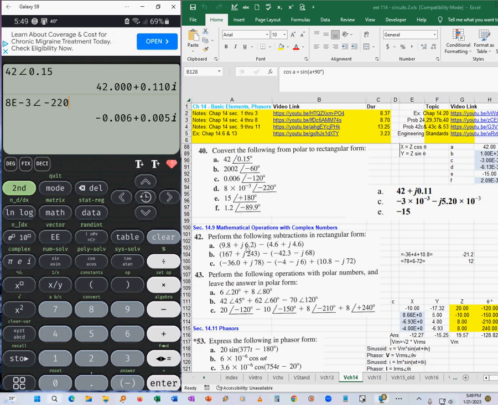Now moving on to problem 42, if you want to add and subtract complex numbers, I'm just going to do the first one. You have to use these parentheses. So I'm going to, let me clear this out.